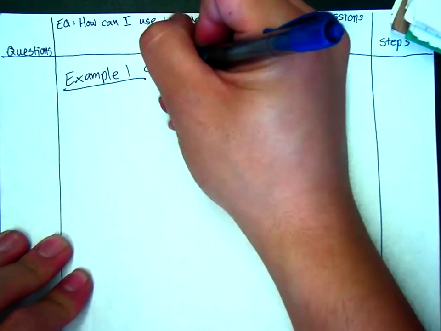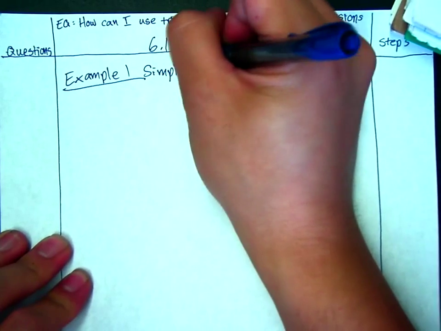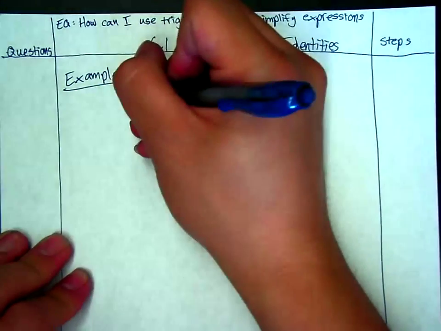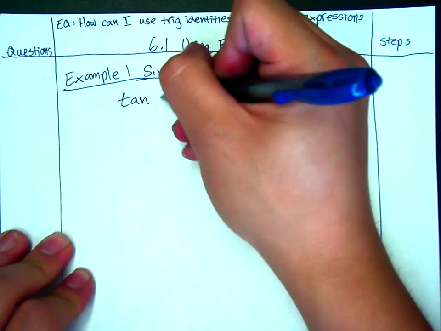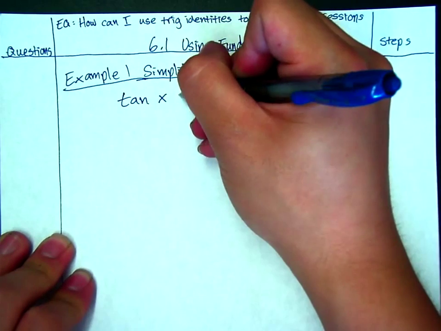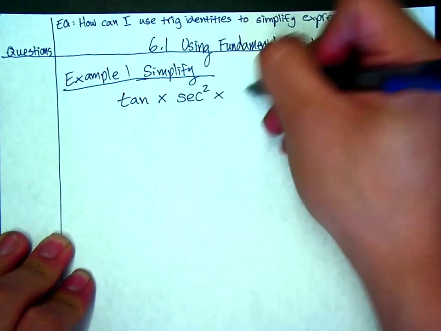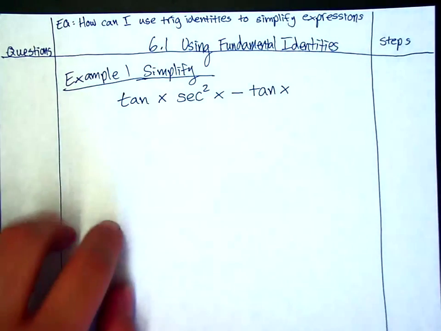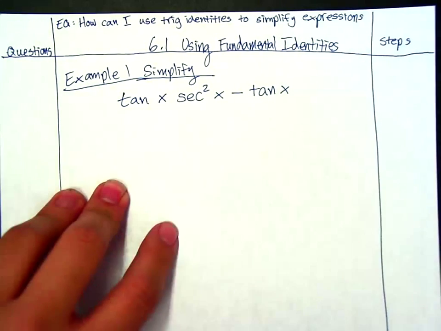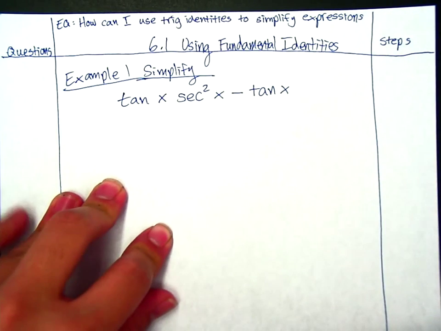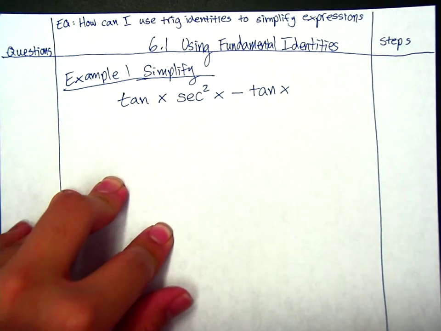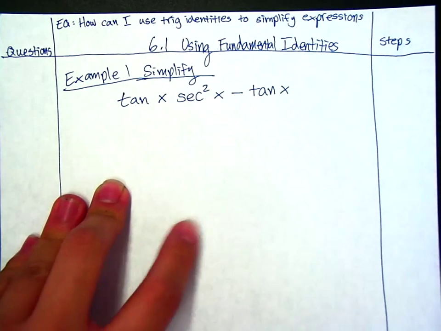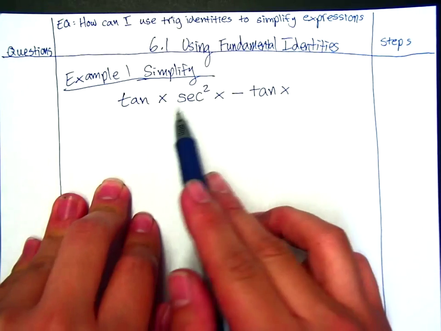So example 1, I want us to simplify the following expression. We're going to simplify something that looks like this: tan of x times secant squared of x, minus tan x. Okay? Looking at this, it looks really complicated. There's a lot going on. My goal is actually to reduce this entire expression into just one term. So looking at this, I'm going to try to see what I can do.